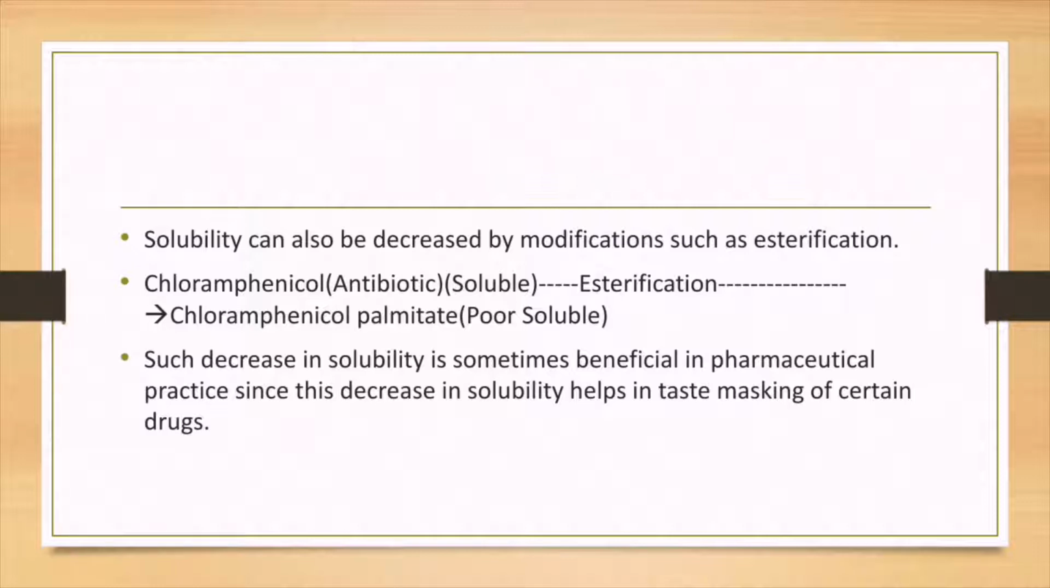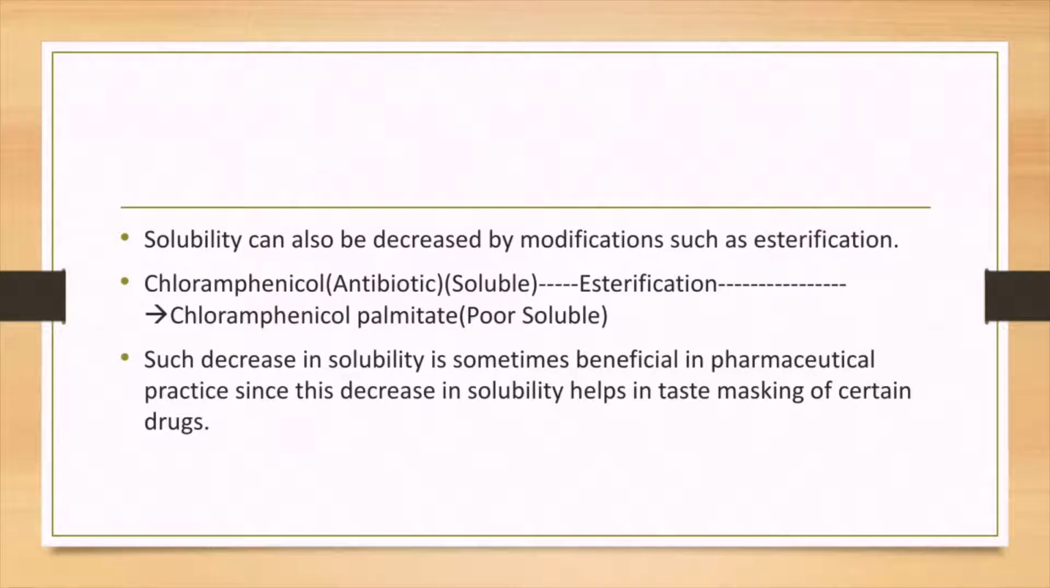So, if we take the antibiotic chloramphenicol, which is soluble, then upon esterification it forms chloramphenicol palmitate, which is poorly soluble. Such a decrease in solubility is sometimes beneficial in pharmaceutical practice, since it helps in taste masking of certain drugs. Chloramphenicol is an antibiotic drug, but it is highly soluble in polar solvents like water, as it contains the alcoholic functional group, so it has good solubility in water.